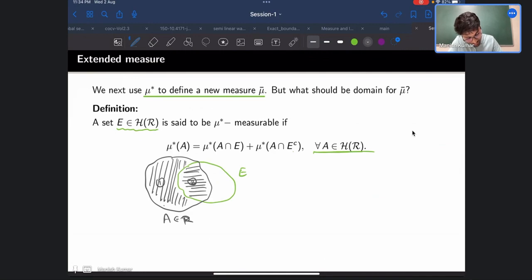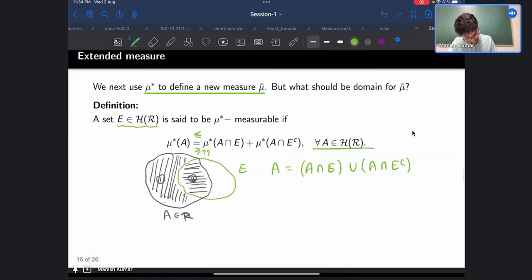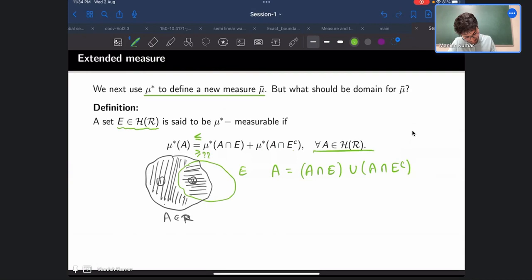So what we are doing here is partitioning this A into A intersection E union with A intersection E complement. This is how we are partitioning it. Clearly, by subadditivity this inequality is always true, and if you can prove the other direction, then E is called measurable. Now, let me add one more page, or let me put it here.